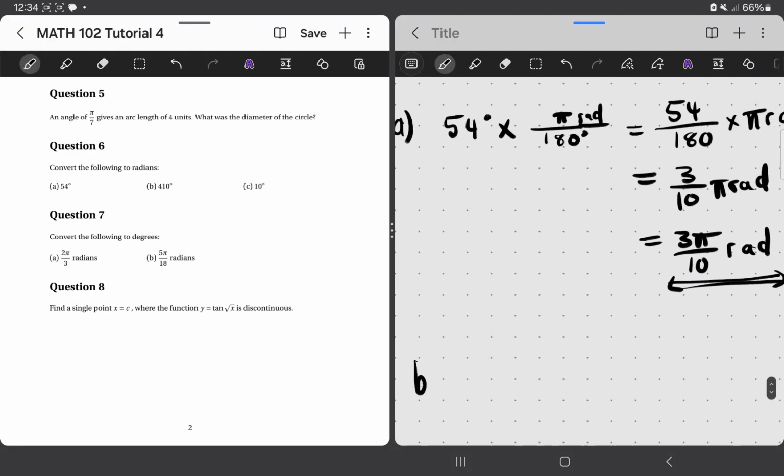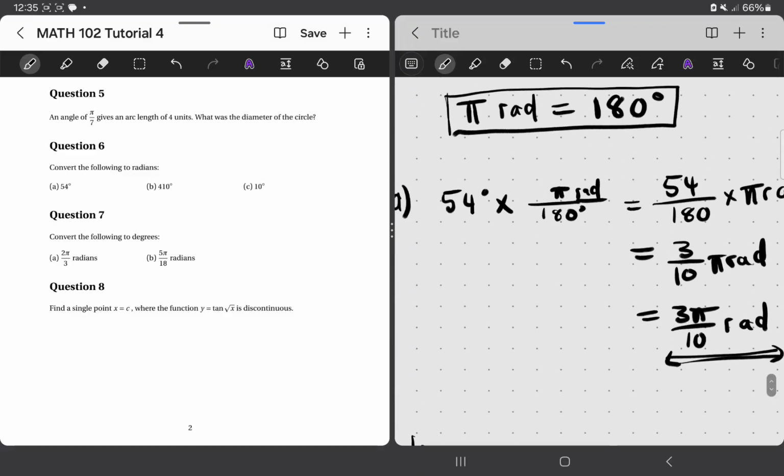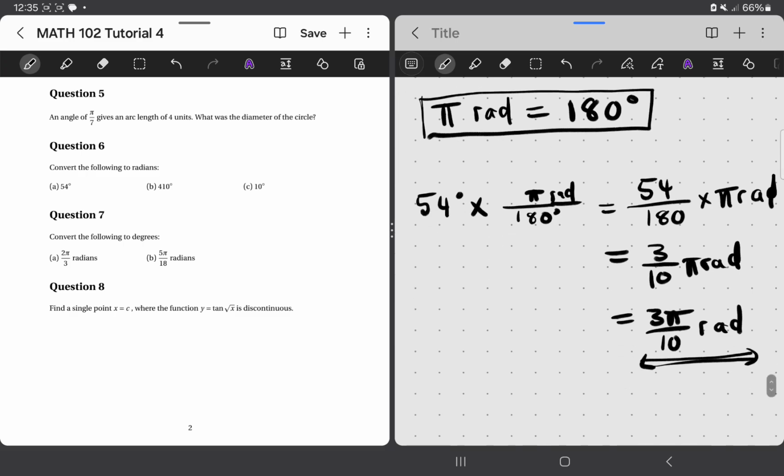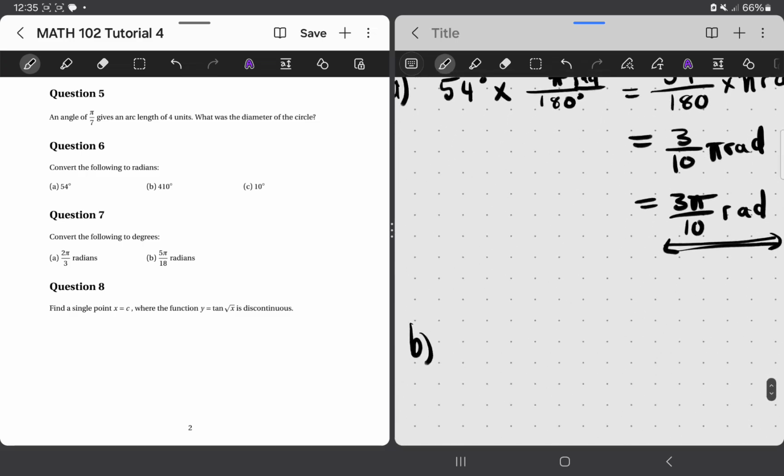Now let's go for part B. It's so easy, right? I know. Remember the relationship from radians to degrees and degrees to rad. That's the key. We are going to use it for every question. It's so simple. We don't even need practice. You know what I mean? There's no cramming. So we're going to say 410 degrees.